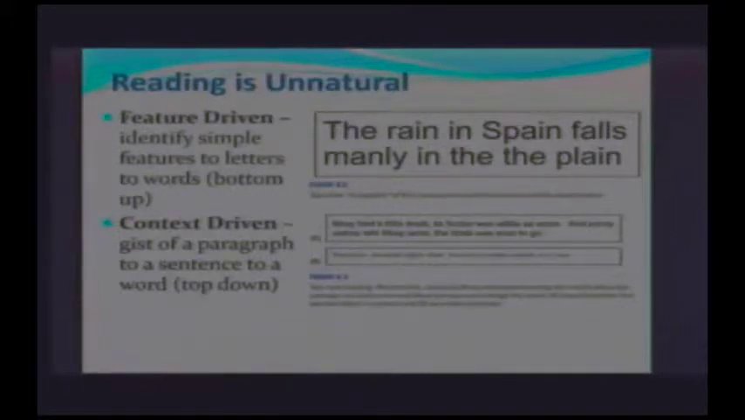Okay, I want you to read that top. What does it say? Oh, manly! The rain in Spain falls mainly in the plain. Oh, wait, no. It's manly. A lot of times we just kind of skim over it, right? We've all heard of that, at least most of us. So we have a tendency to just kind of ignore that.